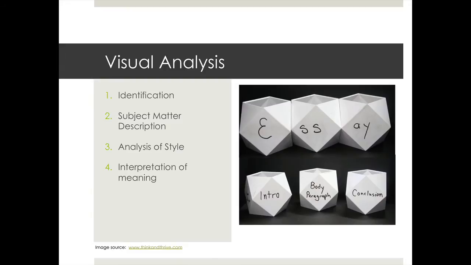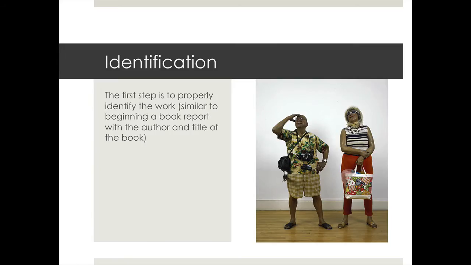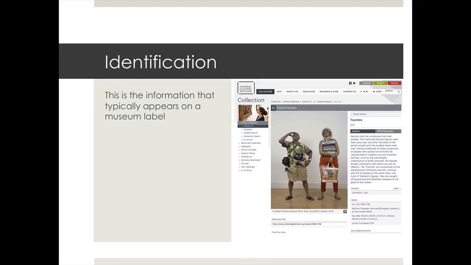And those steps are identification, subject matter description, analysis of style, and interpretation of meaning. The first step in a visual analysis is to properly identify the work. And this is similar to beginning a book report by naming the author and the title of the book. So this is the information that typically appears on a museum label.